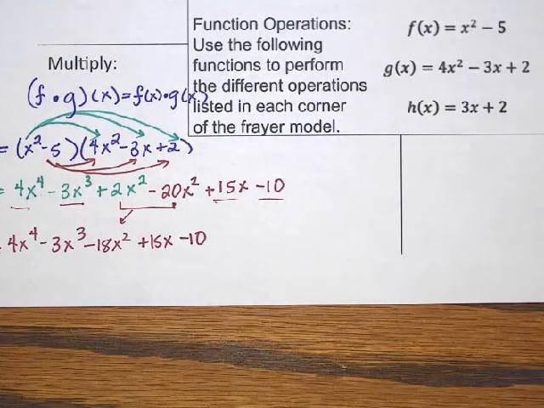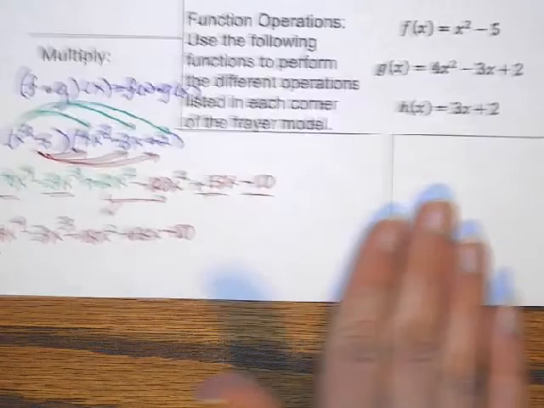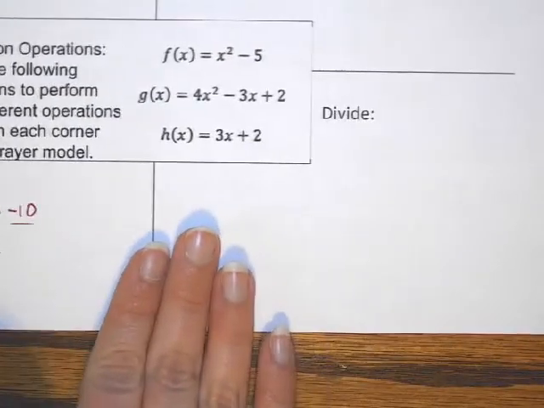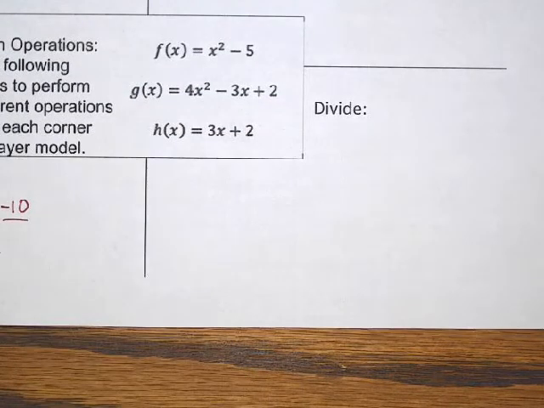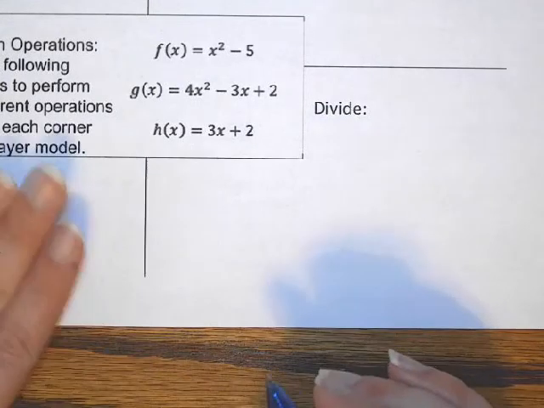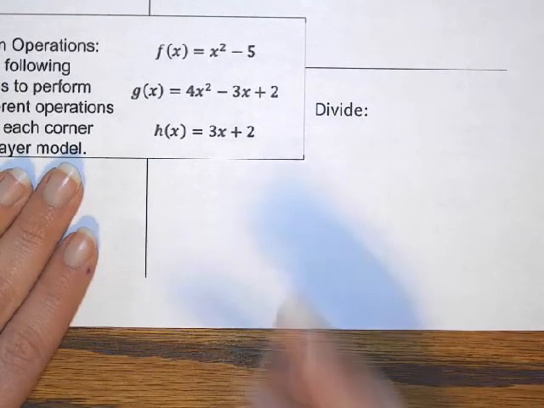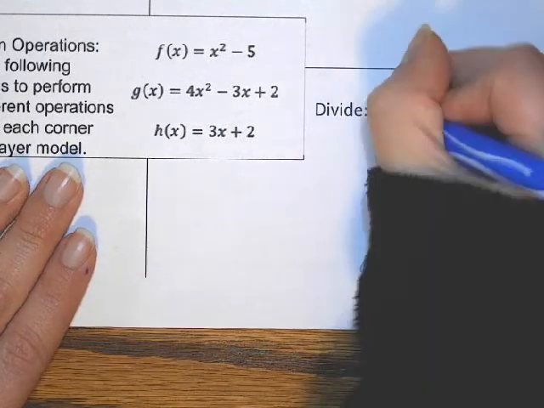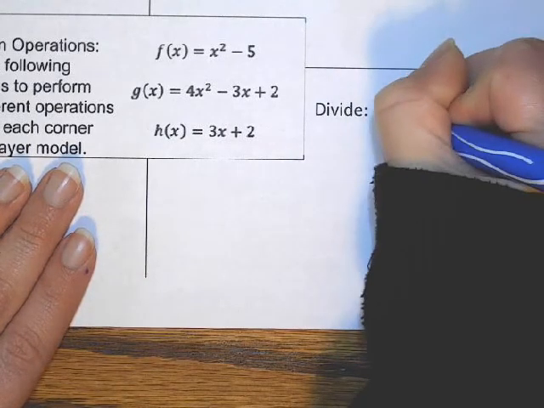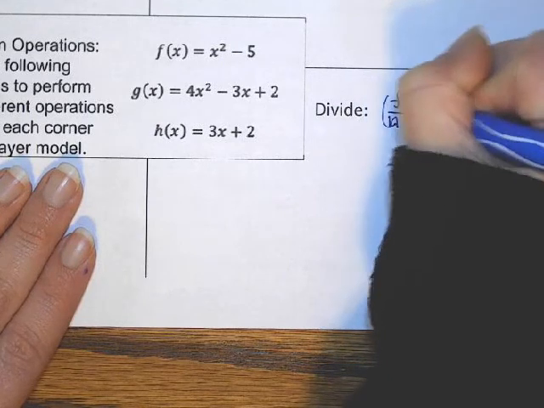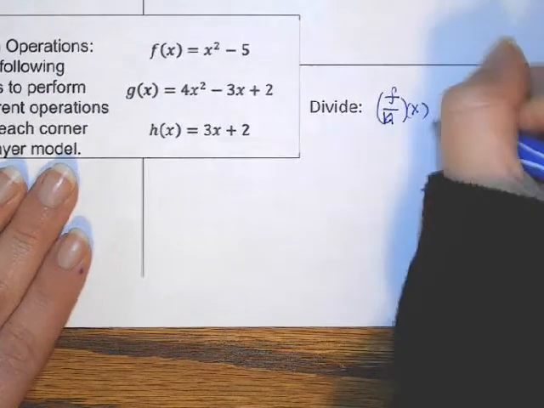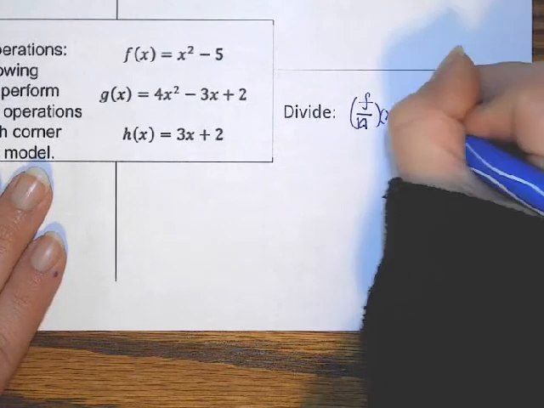If I went too fast for you and you need to slow it down, please feel free to pause and then backtrack. All right, so we have one more operation, and that's going to be division. Now, we don't have a lot of background knowledge on division. We'll get to that in a later chapter. So what I'm going to show you is first the setup, and then we'll maybe talk about if I want to change the input. So let's maybe do f divided by h of x. And so the setup would look like this.